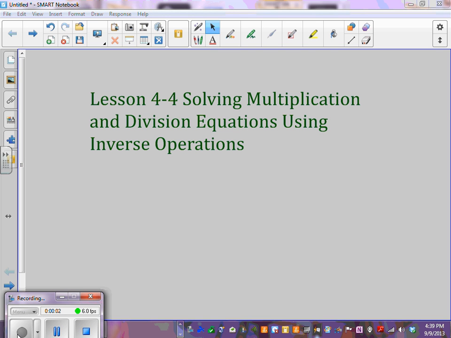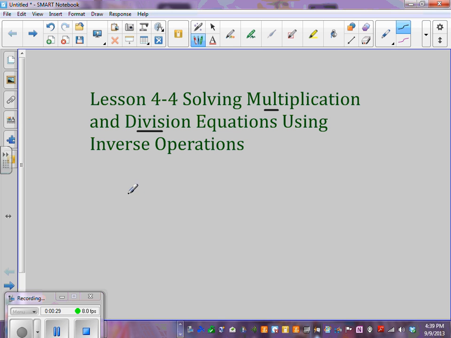This is a tutorial for lesson 4-4, solving multiplication and division equations using inverse operations. So the lesson before this, we did solving addition and subtraction equations using inverse operations. And so if we saw addition, we knew that we were going to be subtracting from each side. And if we saw subtraction, we knew that we were going to be adding to each side. Well, today we're working with multiplication and division.